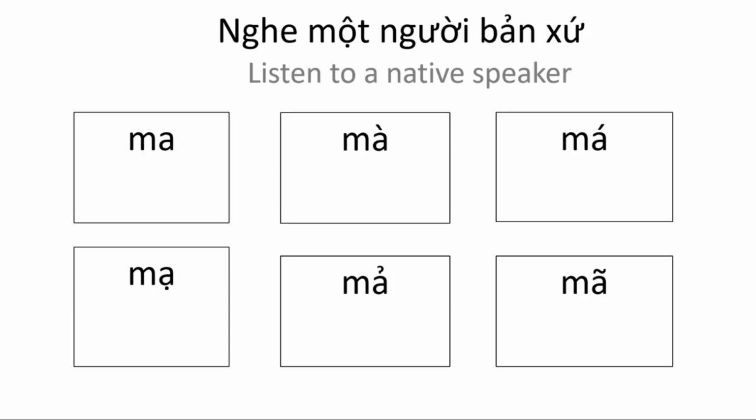Nghe một người bản xứ. To help you differentiate between these six tones, which is probably one of the most difficult things for a Vietnamese language learner to be able to do, Nhi will say these syllables at random with different tones, and you need to listen to them, look or point at the one you think she says, wait for it to light up to see if you were correct.